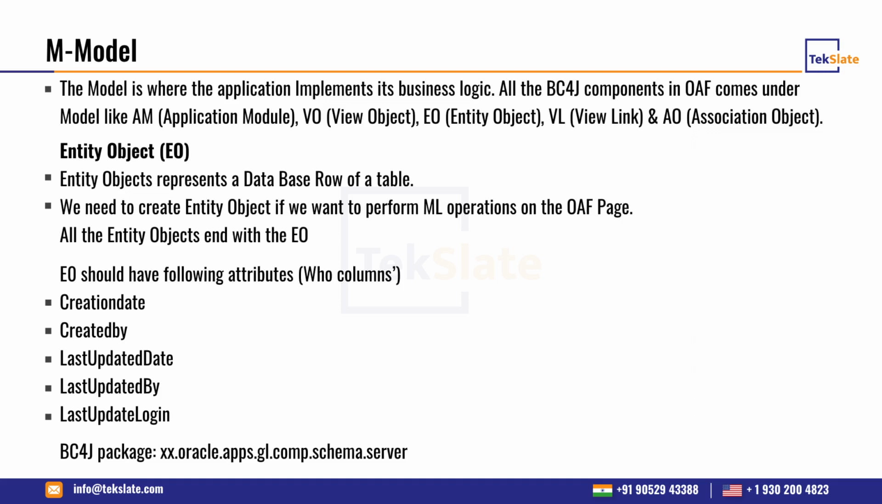So what is EO? EO is an entity object, which represents a database table row. Whatever the database objects are, if you create any view or any synonym or any table, those objects can be saved in the entity objects. So database objects can be controlled by the entity objects. So what are the DML operations? Create, update, delete. These are called the DML operations. These operations can be controlled or involved in the entity objects.